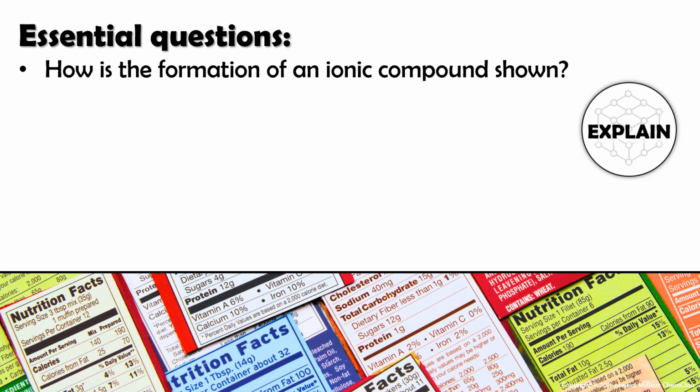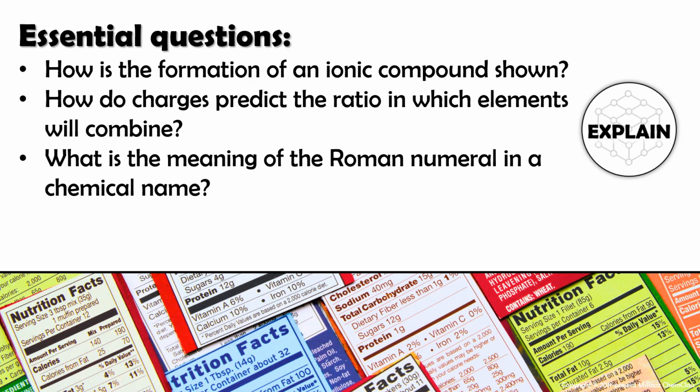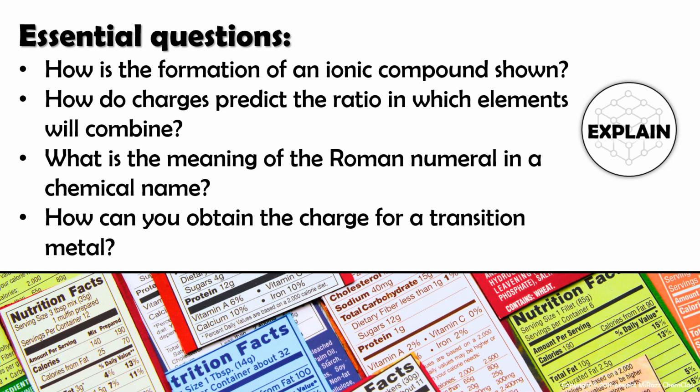By the end of this video, you should be able to describe how the formation of an ionic compound is shown, explain how the charges predict the ratio in which elements will combine, identify the meaning of a Roman numeral in a chemical name, and you also want to be able to obtain the charge for a transition metal.